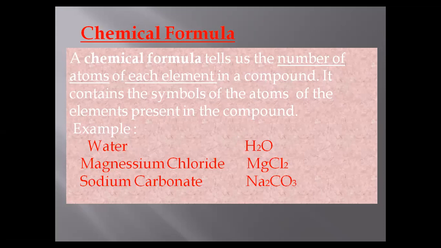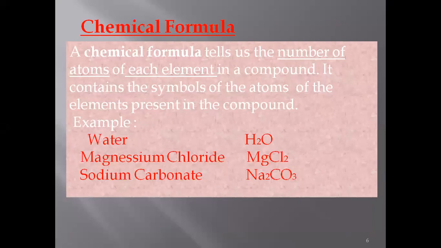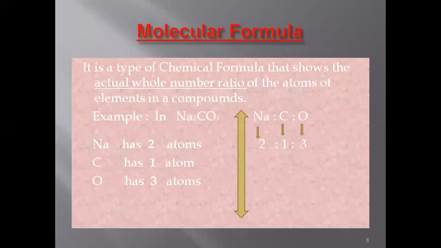So moving towards next, chemical formula has two types. One is called molecular formula, and the second is called empirical formula. Today I will teach you about molecular formula, and in our next class we will discuss empirical formula.